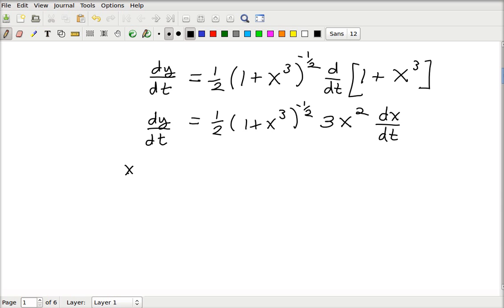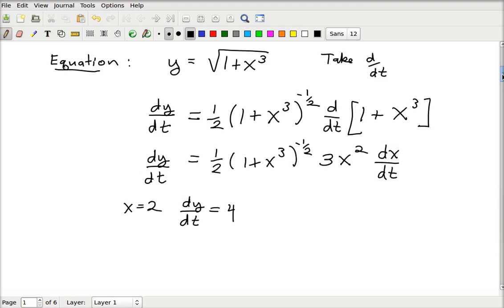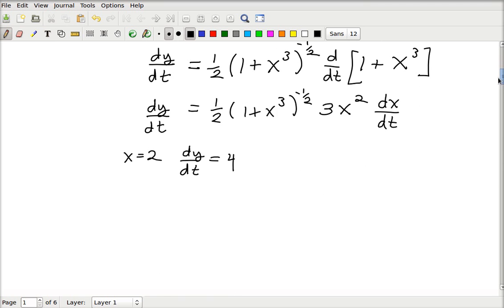So let's plug in x equals 2, and we plug in y equals 3 if y showed up anywhere, but it doesn't. And we know that dy/dt is equal to 4. Just going to double check on that. Okay, yeah, that's right.